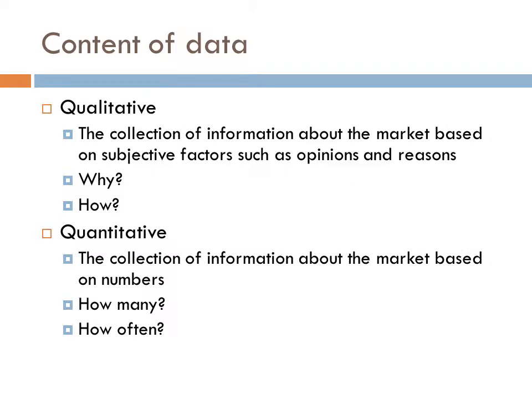So we said at the beginning that we might categorise market research on how we collect the data, but we also said that we could categorise it on what type of data is actually given. So the 2 types here are qualitative data and quantitative data. So qualitative market research is all about collecting information about the market, but it's based on subjective factors such as opinions and reasons. So this deals with issues such as why or how.